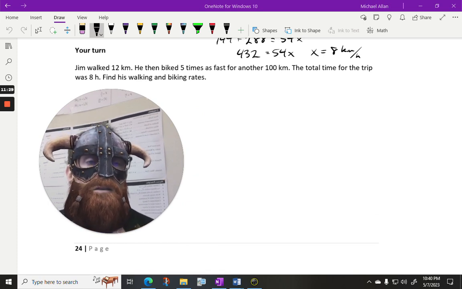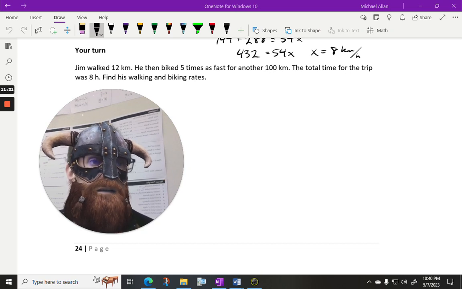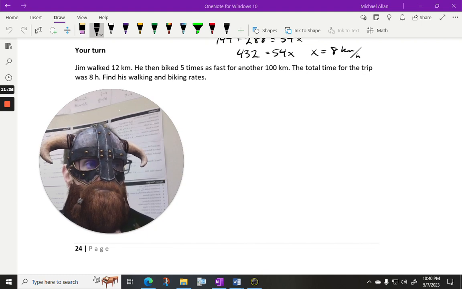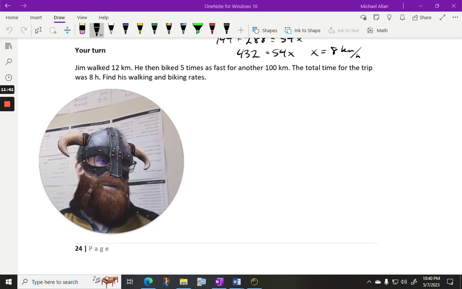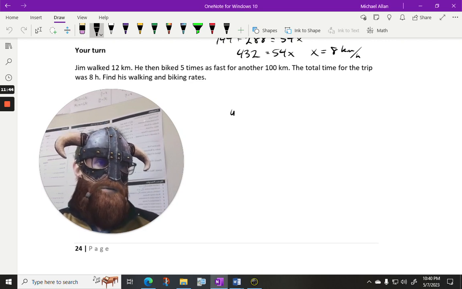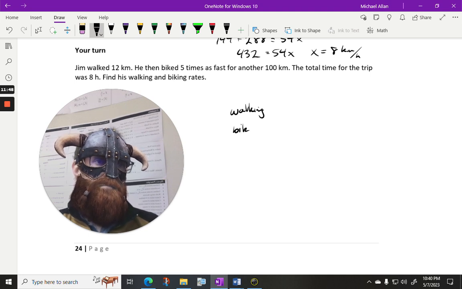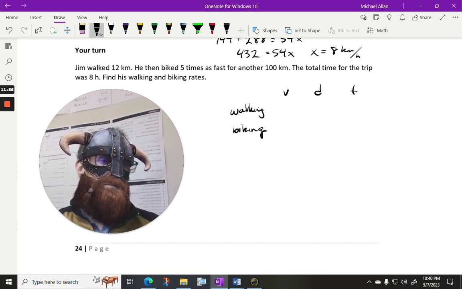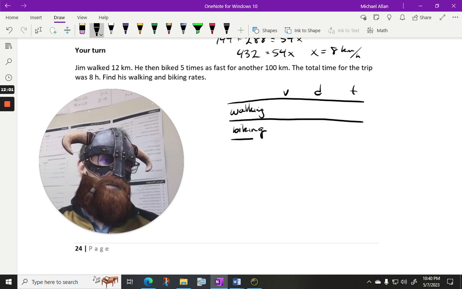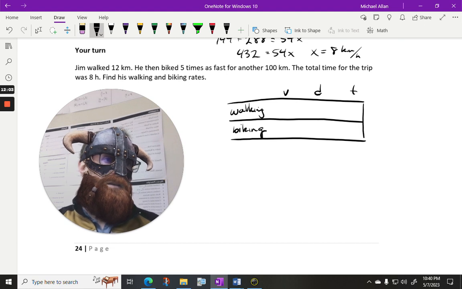So Jim walks 12 kilometers. Then he bikes 5 times as fast for another 100 kilometers. Okay. The total time for the trip was 8 hours. Oh, so it's pretty much the same. Let's start it off. So we got walking. Okay, walking. Then we got biking. There we go. We got V, we got D, and then we got T. Now, the table doesn't really matter which order those variables are. Just making sure that we fill in the key pieces here.